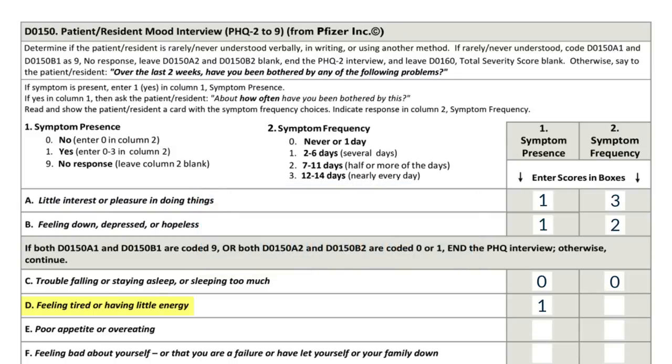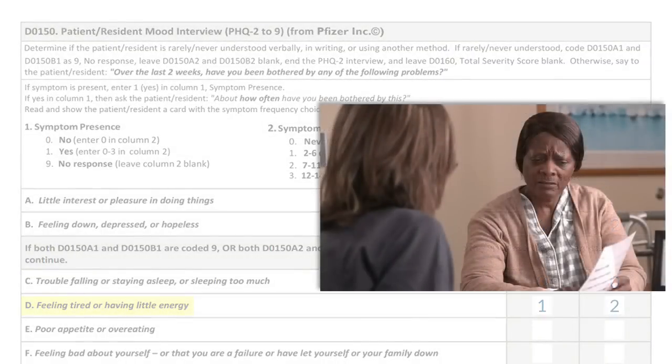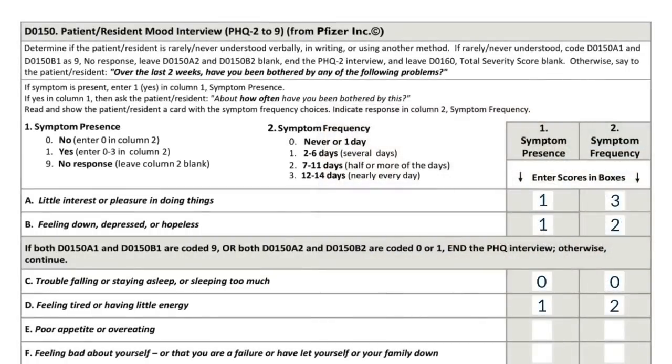The correct coding for Ms. Swanson's symptom frequency for D0150D2 is 2, 7 to 11 days. Using a cue card, Ms. Swanson identified that she was bothered by feeling tired or having little energy about 7 to 11 days out of the last 2 weeks. Let's return to the practice coding scenario to see how Ms. Swanson responds to the next set of questions. Ms. Swanson, over the past 2 weeks, have you been bothered by having a poor appetite or overeating? Well, yeah, like I mentioned before, my appetite is not the same. You see these crackers here?